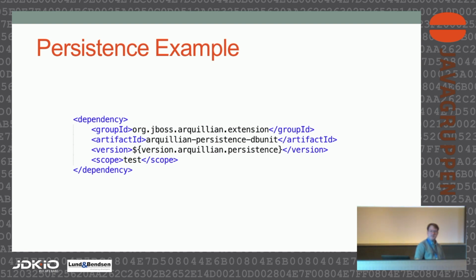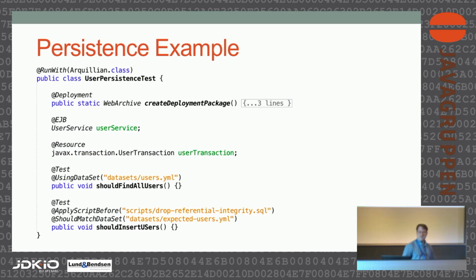In addition, I mentioned the ability to do persistence: the persistence extension for Arquillian. So you include this in your dependencies for Maven, and then you can annotate your methods, saying I want to use this data set, which means it's going to load that data set before running the test. You can have it clear out the database so you start with a known state, and there are several different formats, so you can specify it in JSON, YAML, SQL, whatever you want.